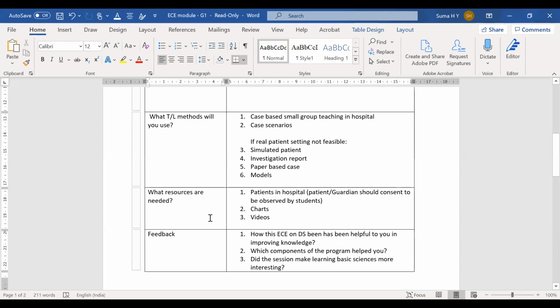So what are the resources needed? Usually this will be coordinated with the pediatric department.